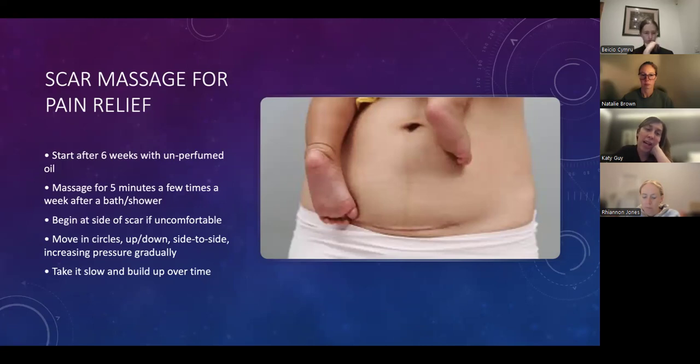Move in circles, up and down, side to side. Do it really gently to start with, and just do little bits if it's uncomfortable, and then just gradually build it up over time. And that massaging will help not only the scar heal, but prevent it from becoming too tight.